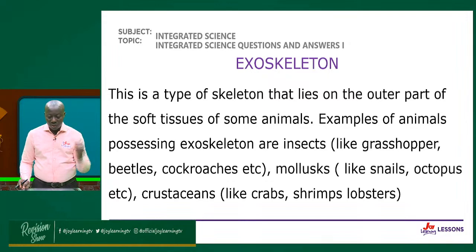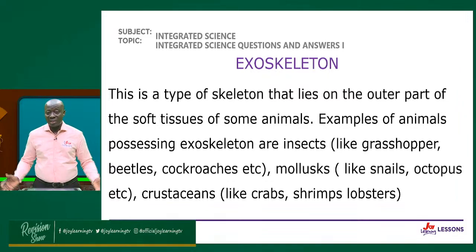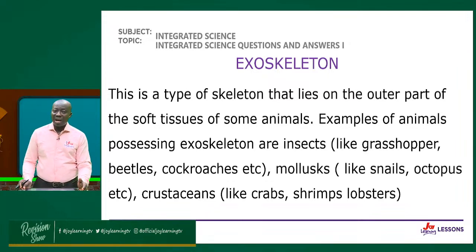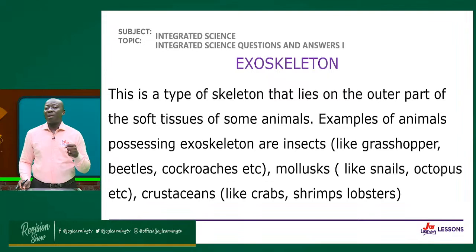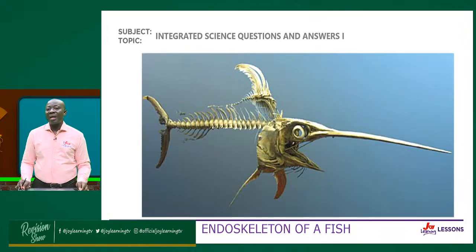So let us look at exoskeleton. Now, this is a type of skeleton that lies on the outer part of the soft tissues of some animals. Examples of animals possessing exoskeleton are, like I mentioned, a grasshopper. You can have cockroaches. Insects generally have exoskeletons. And then you can have mollusks, like the snails, the octopus. And then you can have crustaceans, like the lobsters, the crabs, the shrimps. These are all organisms or animals with an exoskeleton.